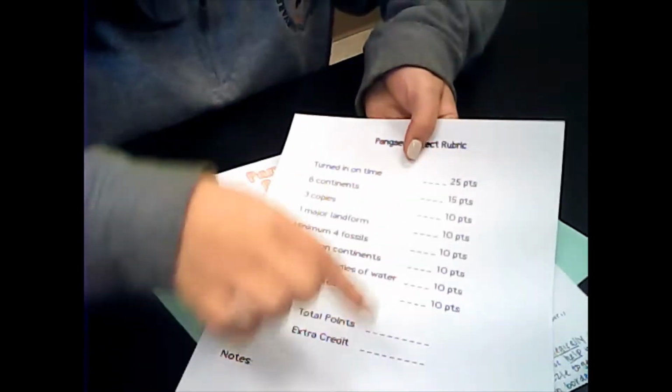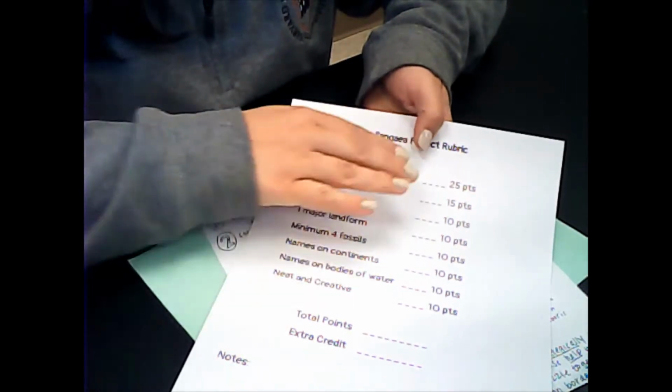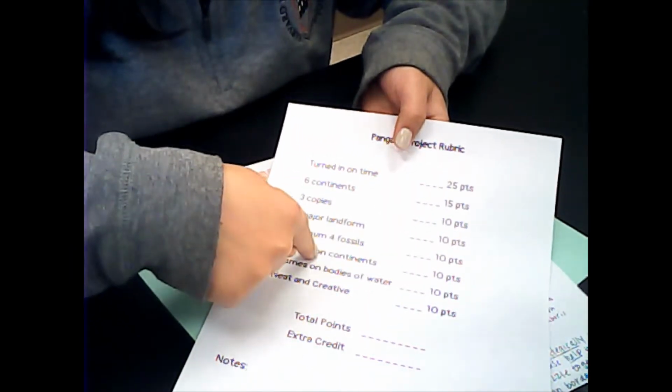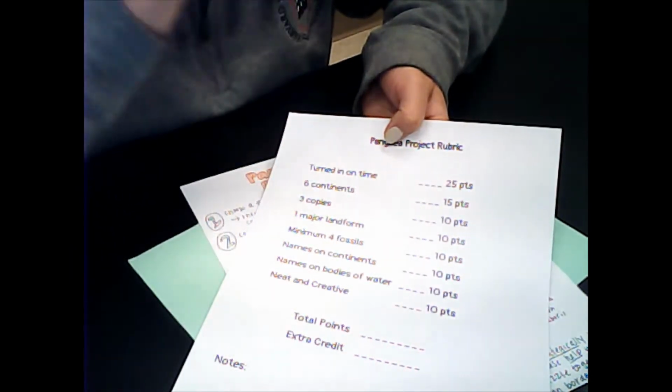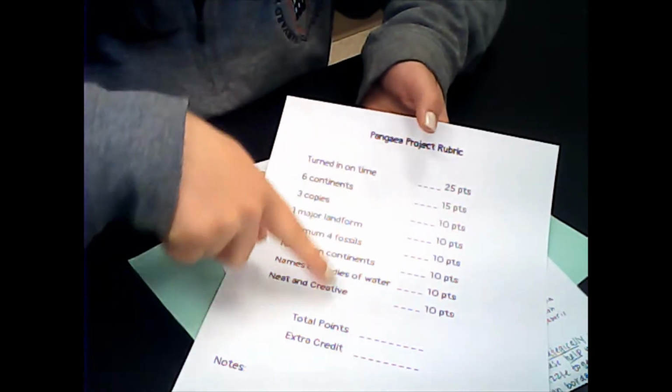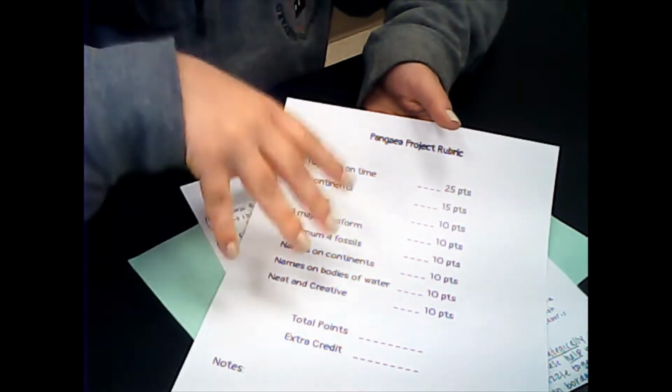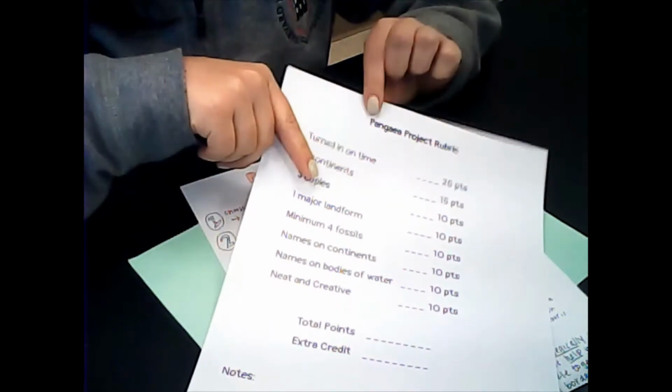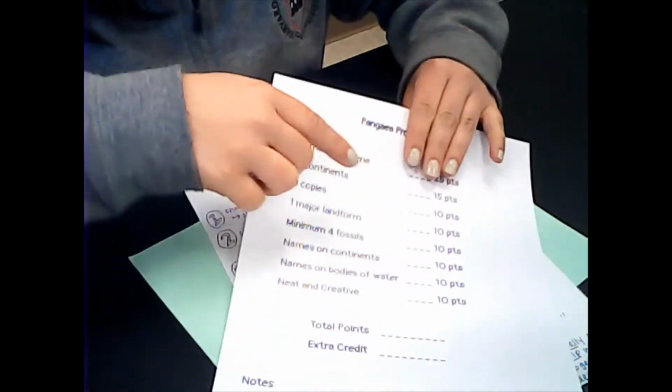There's also a list breaking up the points so that you can see how much is worth the most and what you need to have in terms of all of the components for the map. So this is on Google Classroom under Extraterrestrial Pangaea project.